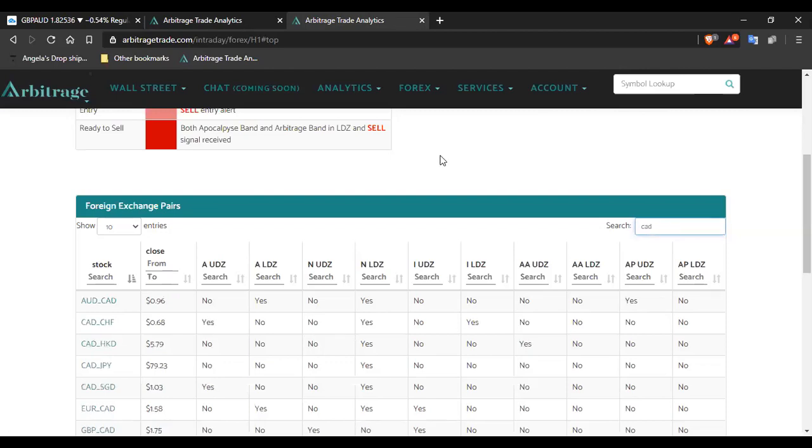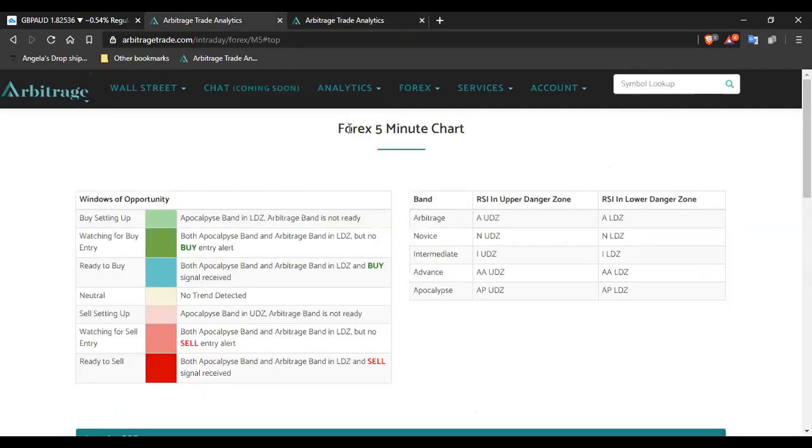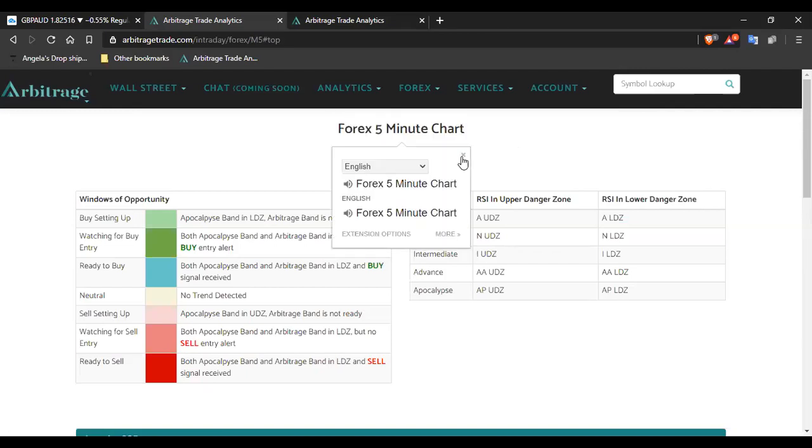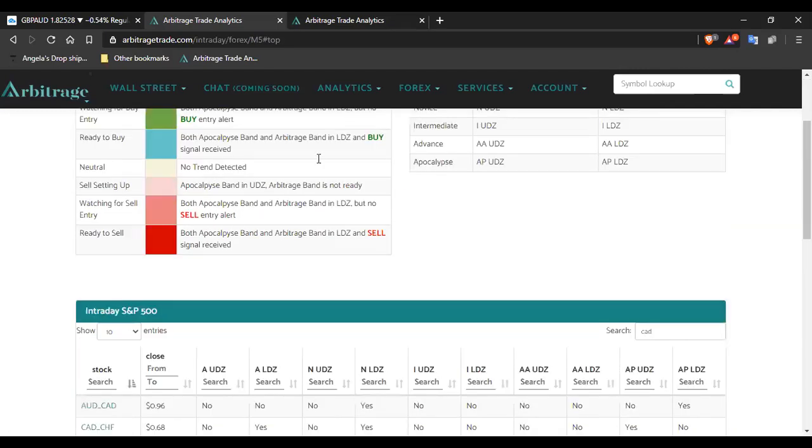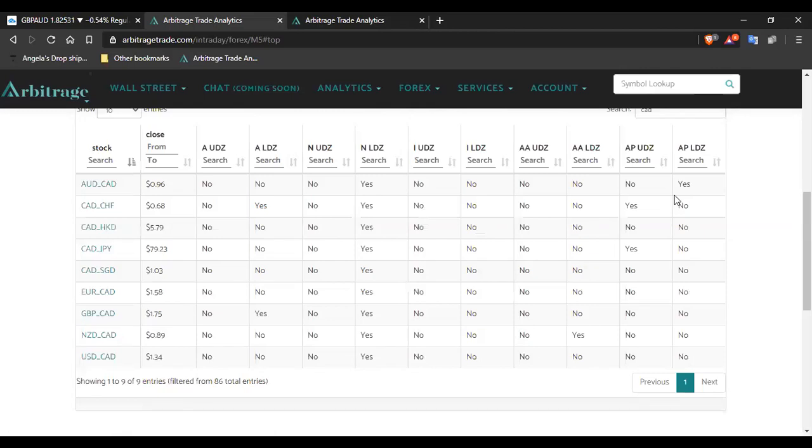CAD pairs. That's why it's always important to make sure that you're looking at the right time frame. Oops. Okay, so AUDCAD, we already have that. What else do we have?